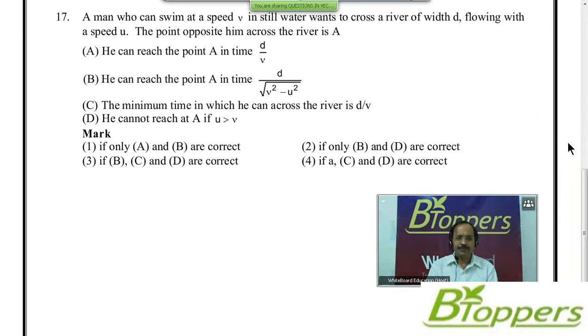As I discussed in the previous question, the minimum time required to cross the river is D by V. That means option C is correct. But when the boat crosses the river in minimum time, it will not reach the opposite point A on the other bank. It moves some distance down the river. Therefore, statement A is not correct, because the time taken to cross the river will be D by V in special case 1, that is, when V bar is perpendicular to U bar.